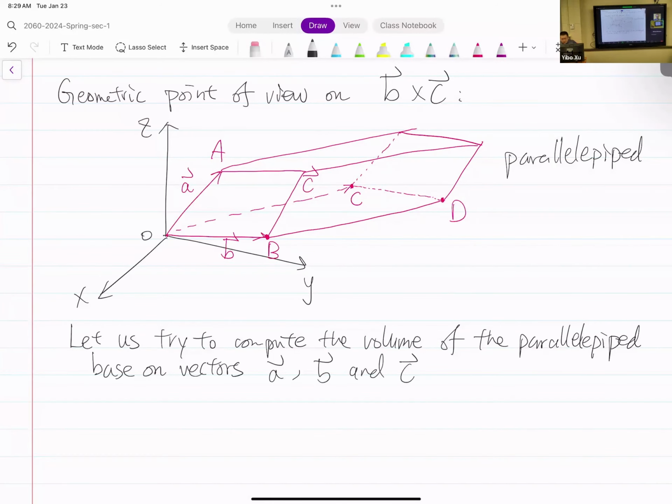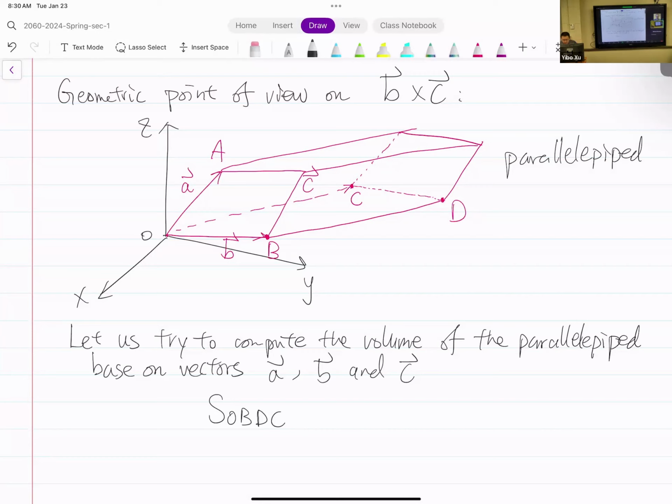Okay. So if you want to do this, you want to somehow decide a base. So parallel pivot is nice in the sense that as long as you choose a base, let's choose the base constructed by B and C. Okay. So as long as you have the base and then you have a height, right? So the volume is just going to be the base times height. So, and then the base is what? The base is the area of a parallelogram. So it's the area of OBDC, right? But then you need a height.